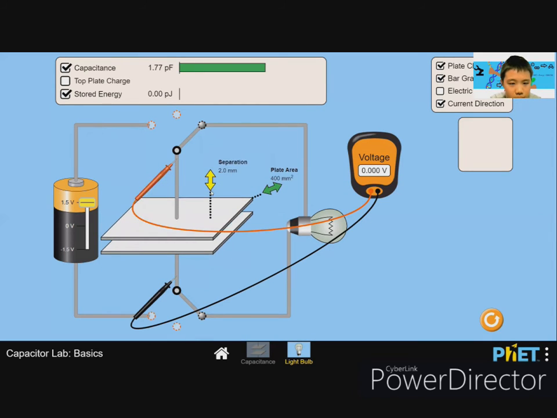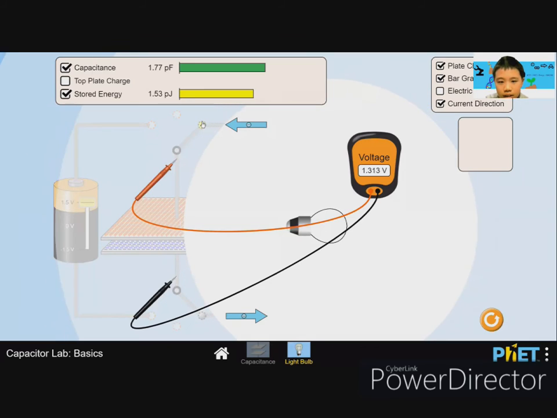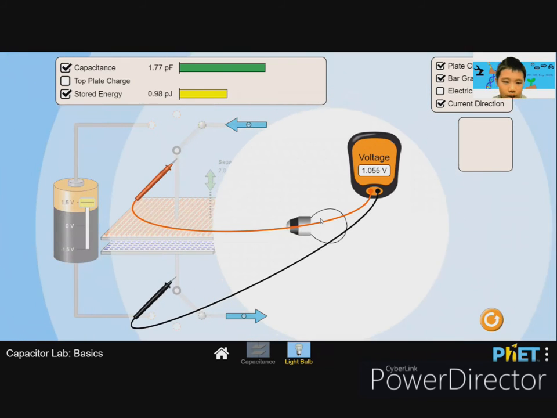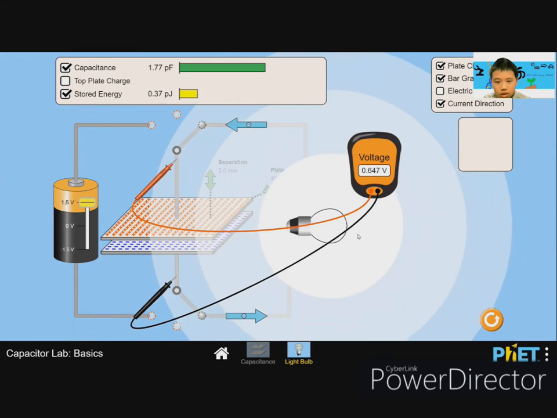Now let's make separation small and plate area large. As you can see, the capacitance went up to 1.77 picofarads, and the stored energy is almost at 2 picojoules. But the voltage is still the same. Now, we connect it to the light. As you can see, the light is bright, but it goes out extremely slowly. Let's wait for it to go out.